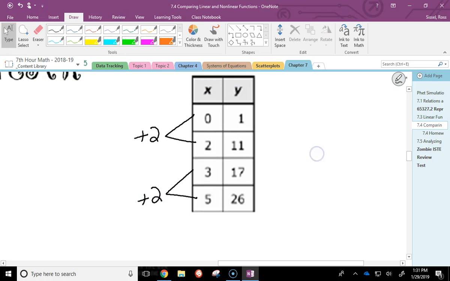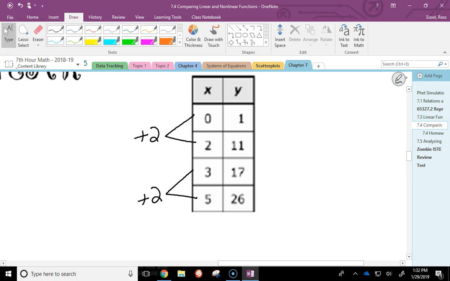So the first thing I do is look at my x and find at least 2 points that have the same constant rate. From 0 to 2, I added 2, 3 to 5, I added 2. And remember, we have to be adding or subtracting. If it becomes multiplication, that's not going to be a consistent rate when we graph it.